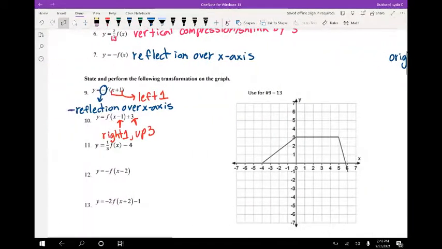Okay. Moving on to the next one. Again, I'm going to draw that original function just so I have a reference point.